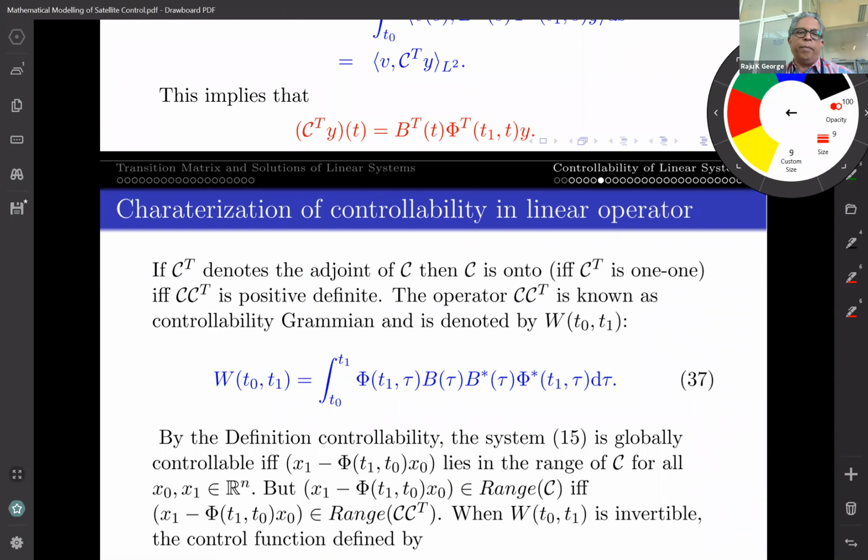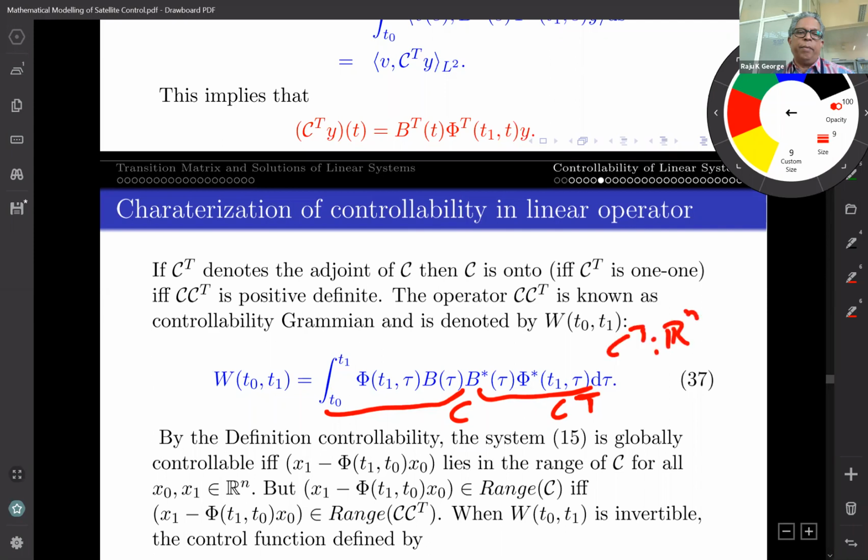And that is also equivalent to saying that CC transpose, which goes from Rn to Rn, is positive definite. The operator CC transpose is known as the controllability Grammian, which is given by this expression, because this portion is C and this portion is C transpose. C transpose is from Rn to L2, and C is from L2 to Rn.